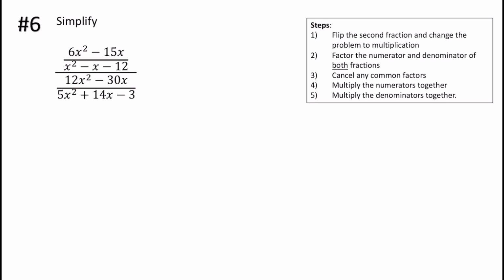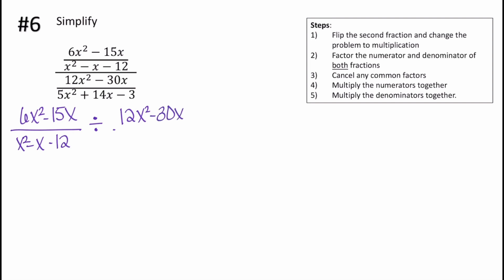Now let's simplify this expression. So once again, this is just a division problem that's written as one giant fraction. So we have 6x squared minus 15x over x squared minus x minus 12 divided by 12x squared minus 30x over 5x squared plus 14x minus 3.